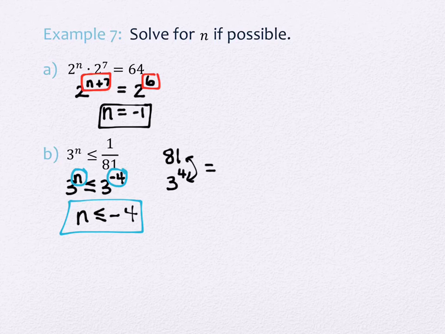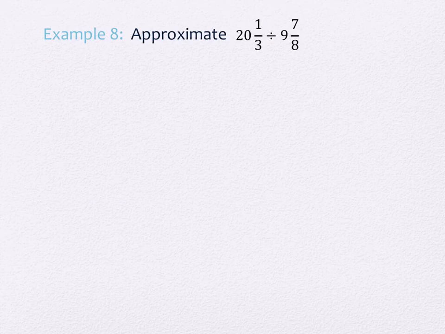And we're going to do a couple of examples of exponentials used in context. Before we do that, we have an approximation one again. Sorry, I just looked right over that one. Approximate. This one's easy. 20 1/3 divided by 9 7/8. What is that approximately?